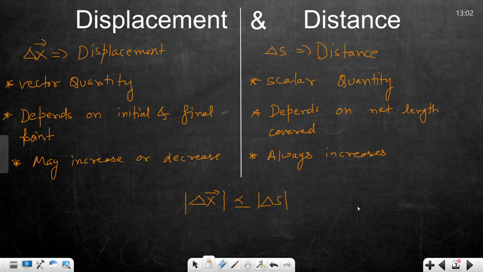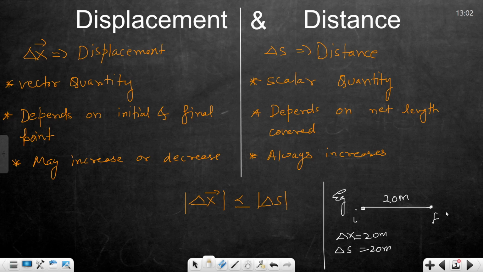For example, if a vehicle is going straight 20 meters from initial to final point, in that case delta x will be 20 meters and delta s will also be 20 meters. But if it takes a U-turn, in that case delta s will increase but delta x will decrease. Clear? So if it is going in only one direction, in that case distance and displacement will be same. Is it clear?